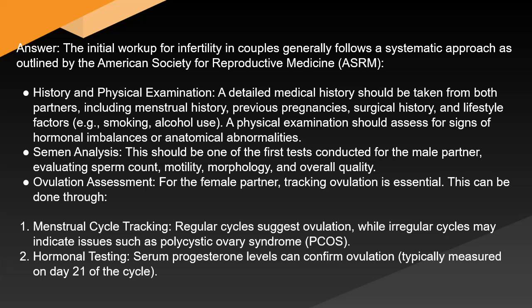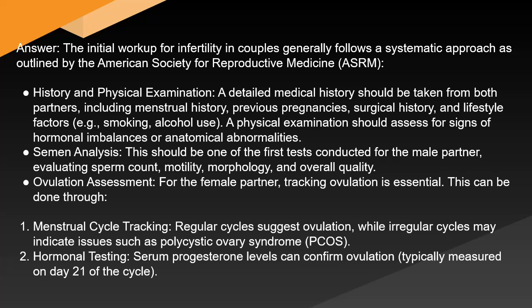A detailed medical history should be taken from both partners, including menstrual history, previous pregnancies, surgical history, and lifestyle factors, e.g., smoking, alcohol use. A physical examination should assess for signs of hormonal imbalances or anatomical abnormalities. Semen analysis. This should be one of the first tests conducted for the male partner, evaluating sperm count, motility, morphology, and overall quality.